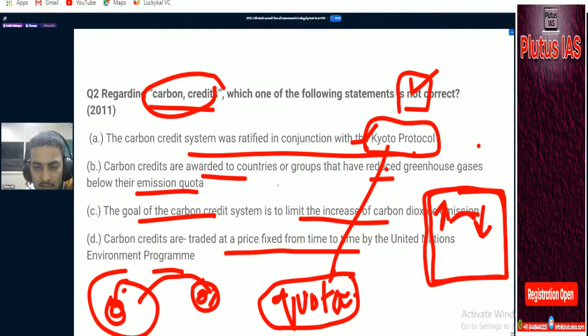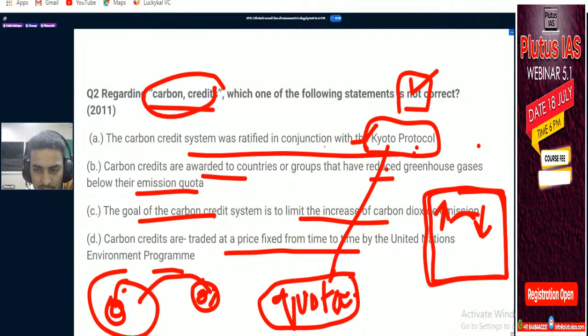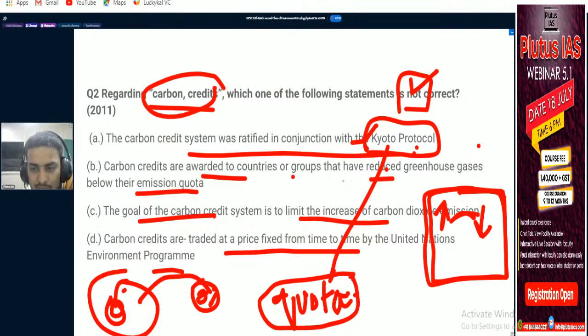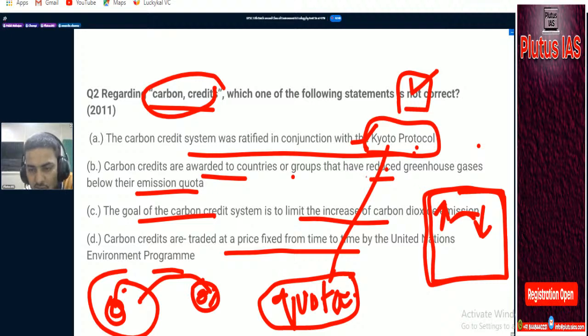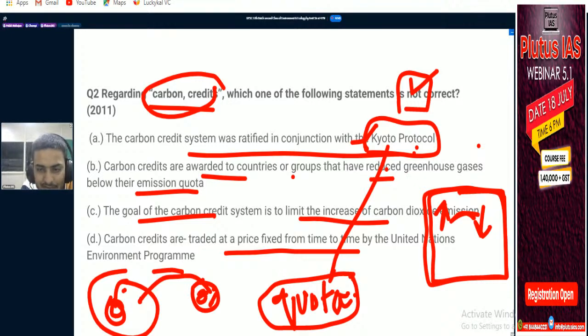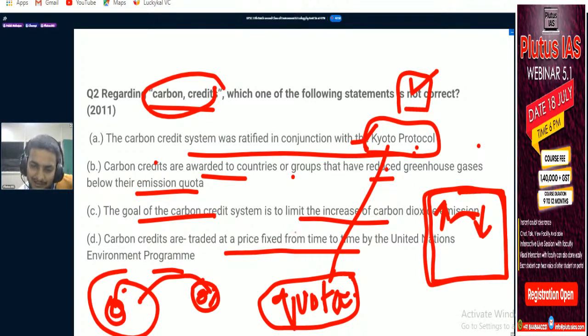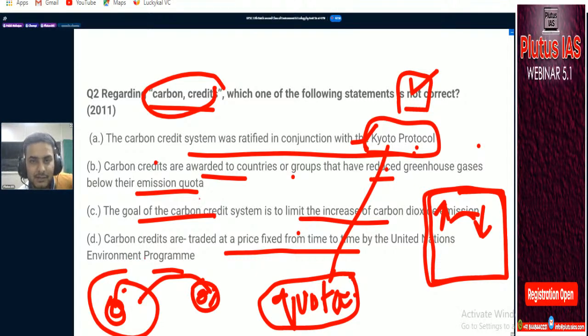Okay. So it was in conjunction with the Kyoto Protocol. Then the second option is: carbon credits are awarded to countries or groups that have reduced greenhouse gases below their emission quota. So it was not carbon credit. Carbon credit was given by those countries to those exceeding their quota. Okay. Am I clear to everyone?